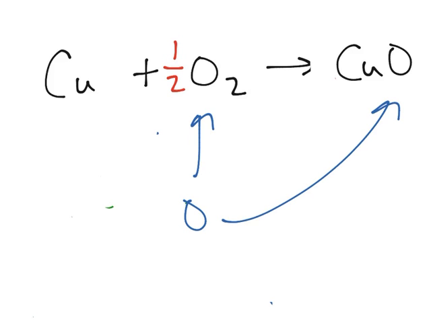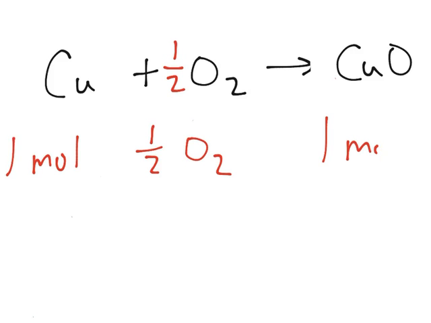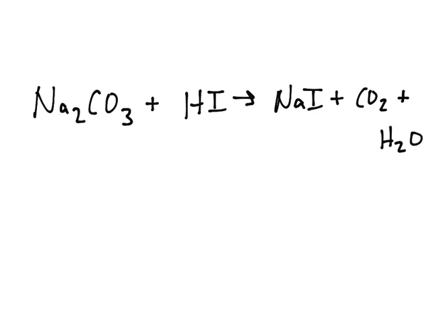The only stipulation here is that you can't have half an atom in a reaction, or half of a molecule rather. So whenever you use fractional coefficients, you are more referring to moles instead of individual atoms. So in this case, we would mean 1 mole of copper reacts with half a mole of O2 to produce 1 mole of CuO.